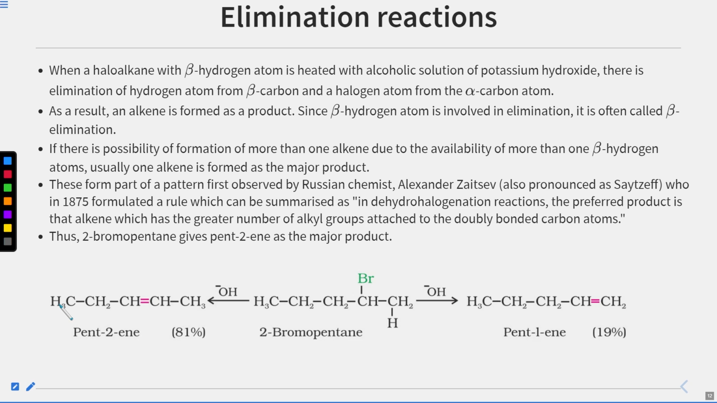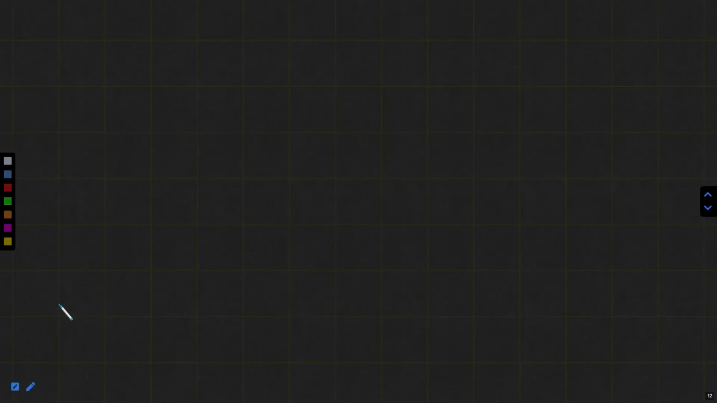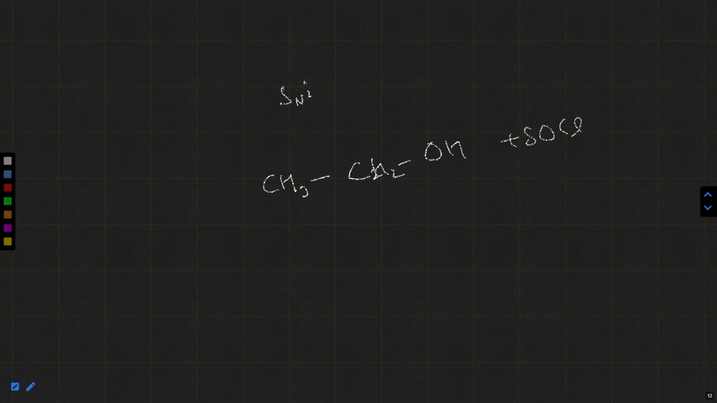Now we will focus on one more type of nucleophilic substitution, which is termed SNi. So what is this SNi? You must have seen this reaction earlier: CH3CH2OH and SOCl2. This was used for the preparation of alkyl chloride. So this is a kind of SNi.